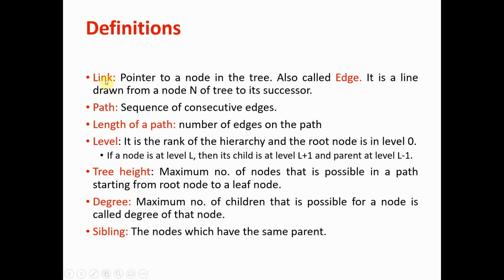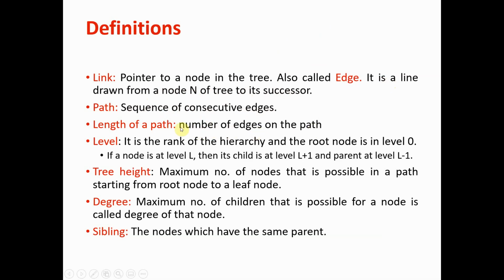A link or an edge is basically a connection or a pointer to a node in the tree. It's a line that's drawn from a node N of the tree to its successors, to the nodes that come after it in the hierarchy tree. A path is a sequence of consecutive edges that connects two nodes. The length of a path is basically the number of edges on the path.